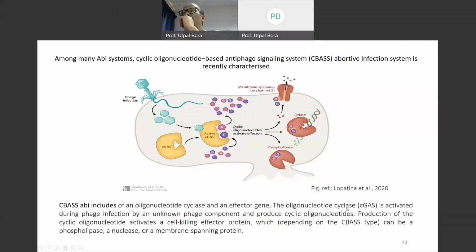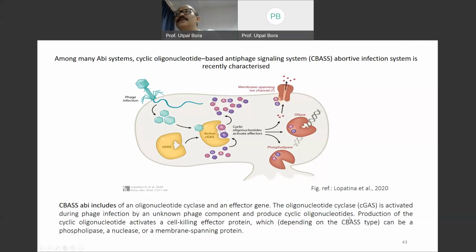The oligonucleotide cyclase, called CD-NTase, you can see this yellow structure over here. This is activated during phage infection, and it becomes active by an unknown phage component. So the phage releases one component after the phage infection takes place. On the extreme left side, you can see it is releasing some component. That component comes over and binds to the CD-NTase and activates it.